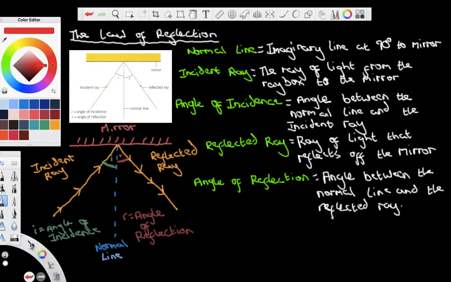So we're going to write down in red because it's really important. We're going to put the angle of incidence will always equal the angle of reflection.